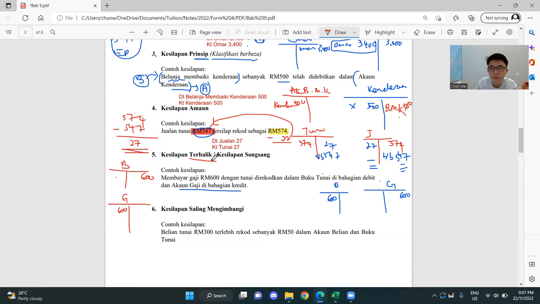So how do you record? Very simple. Whenever you see a terbalik atau songsang, you should take the figure times 2.